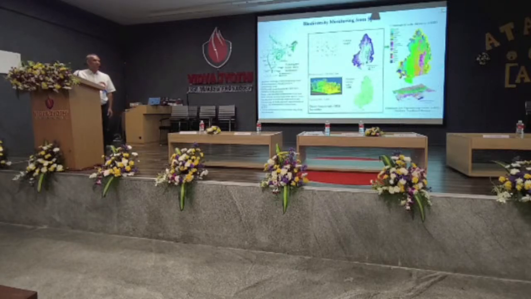Biodiversity monitoring. So as a part of that, the biodiversity wise, what are the changes? The canopy wise, what are the changes? Canopy geometry, etc. can be captured from satellite data. So that can be done.